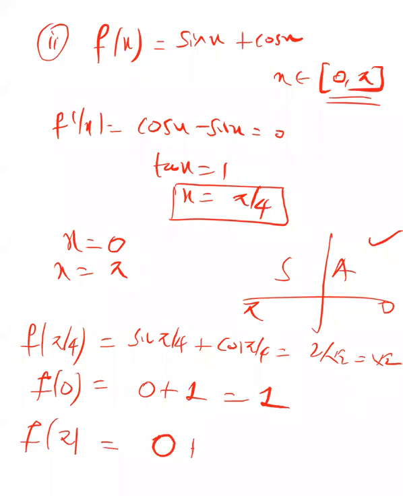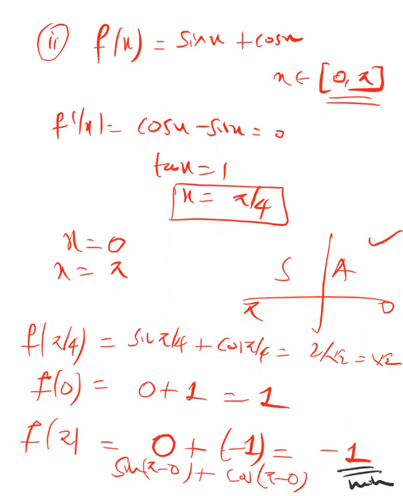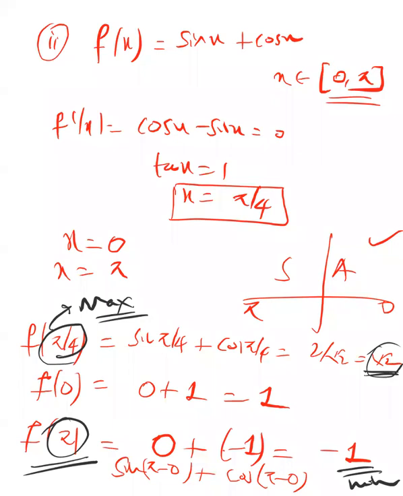f(pi) is 0 and cos of pi is -1. Which is minimum, which is maximum? Minimum. Max, this one. Okay, got it? These are the answers. Getting it?